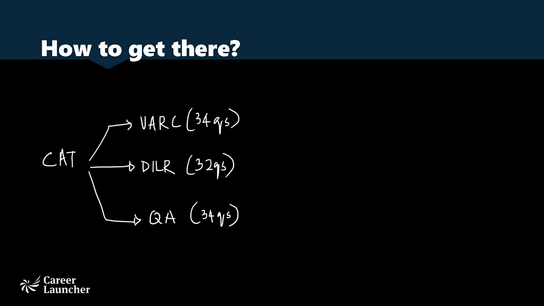Three sections: verbal ability and reading comprehension, data interpretation and logical reasoning, and quantitative aptitude or quantitative ability. VARC, verbal ability and reading comprehension, 34 questions. DILR, 32 questions. QA, 34 questions, totaling 100. Fair. But what is in VARC?